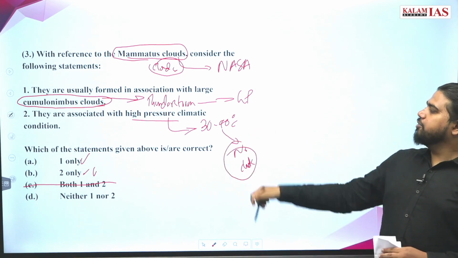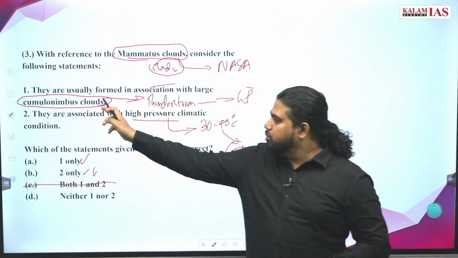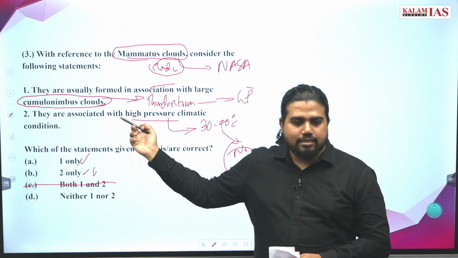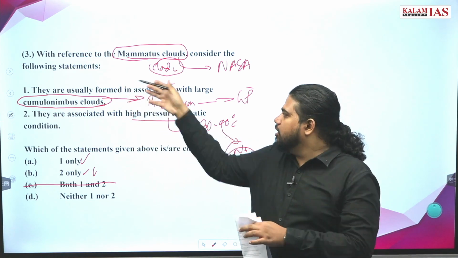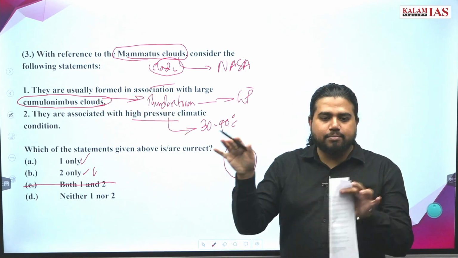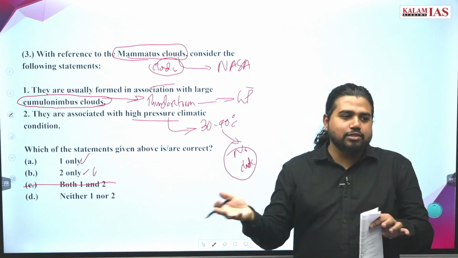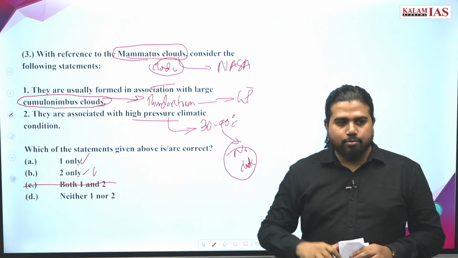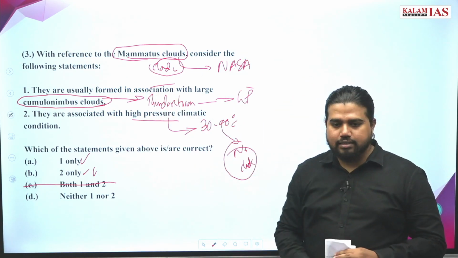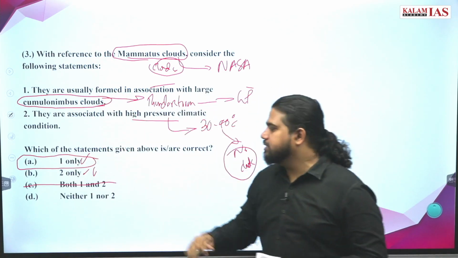So even if I have to guess, it is better to go with the option where cumulonimbus clouds are being discussed here. There is more chance that this cloud formation happens in an area where cloud is a major characteristic feature. In this high pressure area, cloud is not a characteristic feature. Mostly the sky is cloudless. So there is a high chance that 1 only is the correct answer.